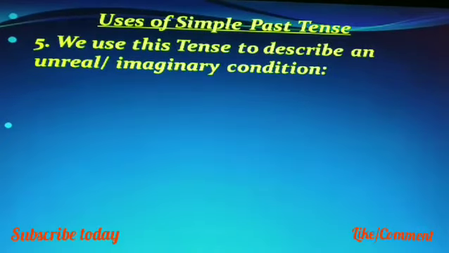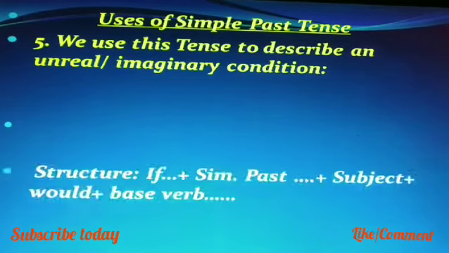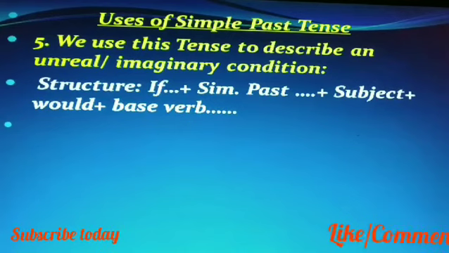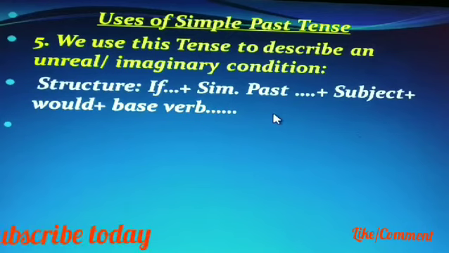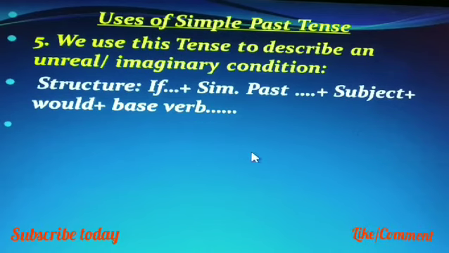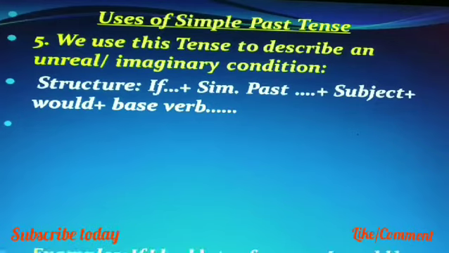Next point, we use this tense to describe an unreal imaginary condition. In clauses which describe conditions, we use simple past tense. Structure of such cases, structure: if plus simple past tense in the subclause, and then the main clause begins with subject, would, base form of the verb, and rest of the sentence. Simple past with would and base form of the verb in the main clause. That is imaginary condition or unreal condition of the past.